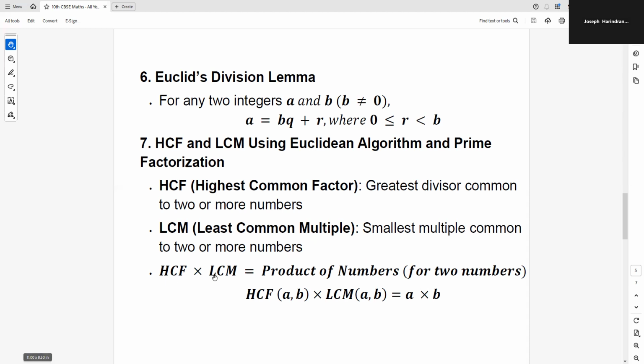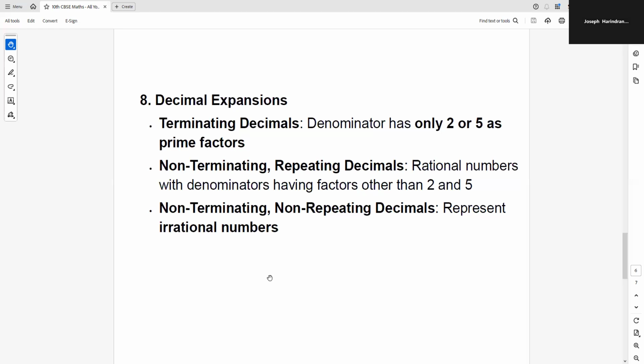We have this formula: HCF into LCM is equal to the product of the numbers, for 2 numbers. Hence, we can say HCF of A comma B into LCM of A comma B is equal to A into B, where A and B are 2 real numbers. You can also use real numbers, but here we are using integers and whole numbers. These are some of the important concepts. One more concept is there.